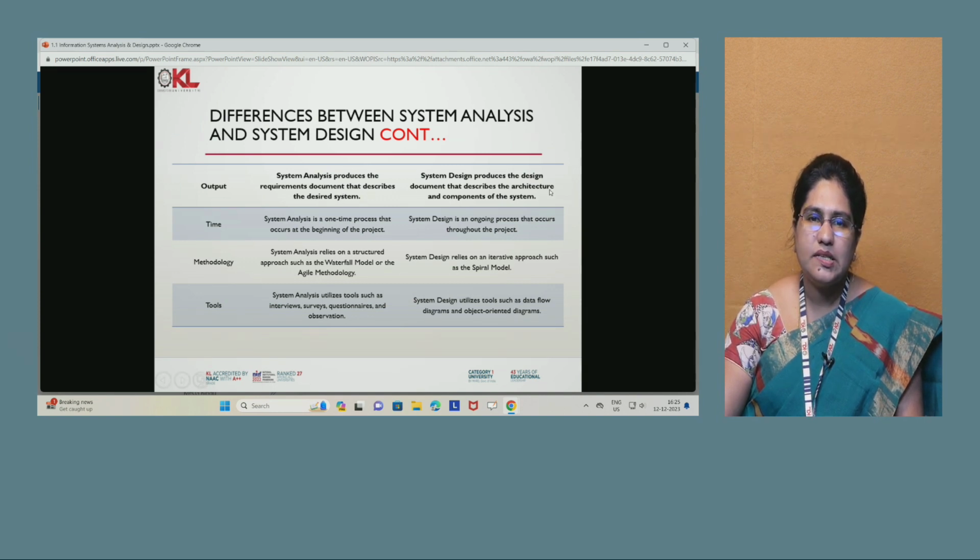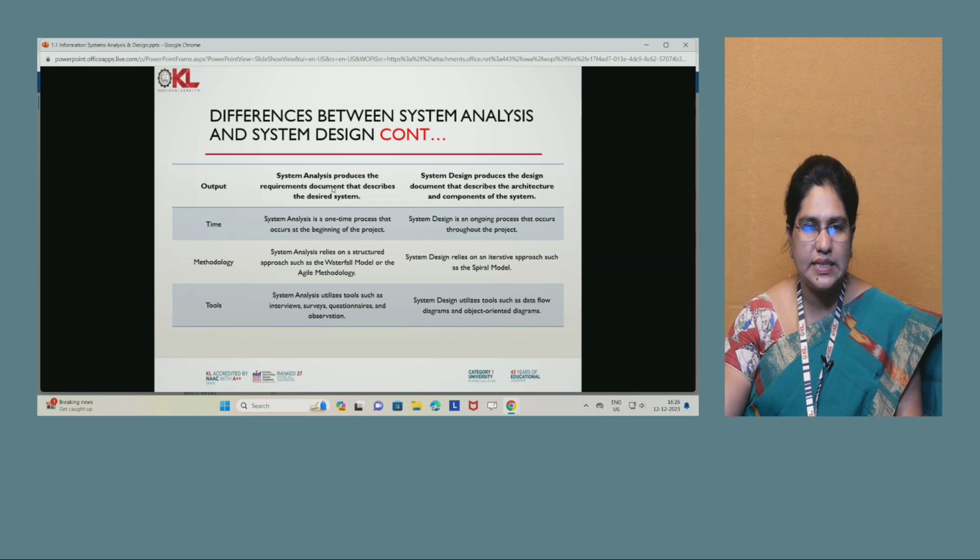Okay, in the system design, it is going to concentrate on the architecture and components of the system, which will be documented. So here it is going to document the requirements of the desired system, and in the system design, it is going to concentrate on the architecture and components of the system.